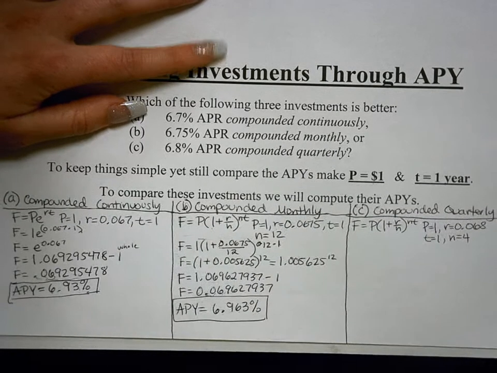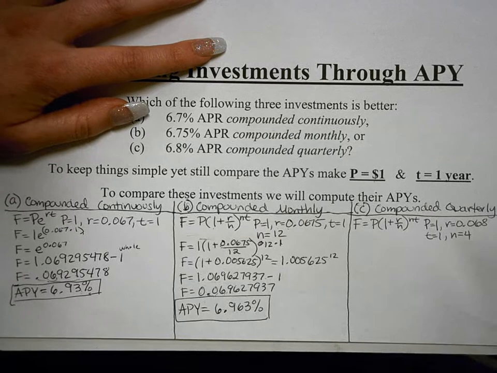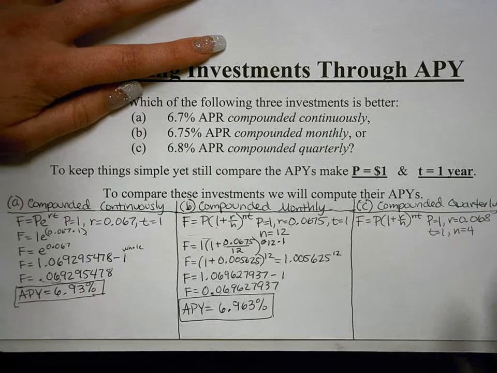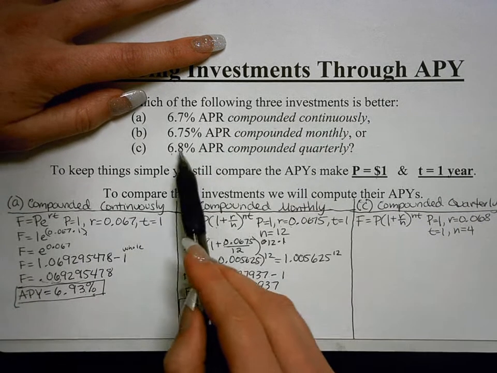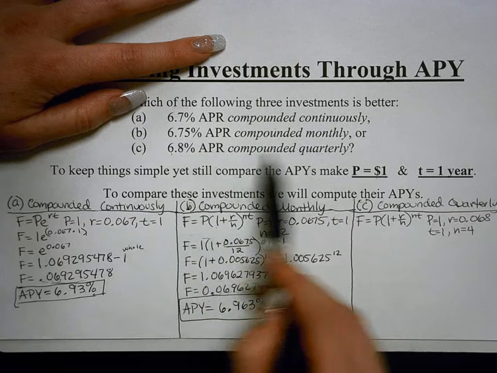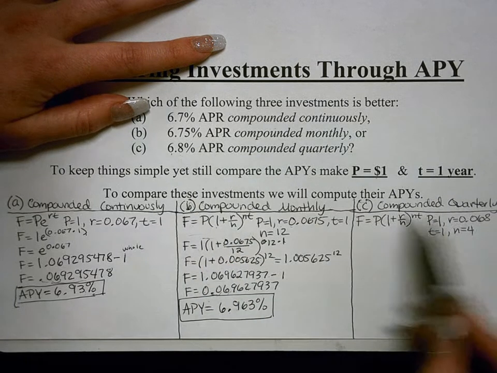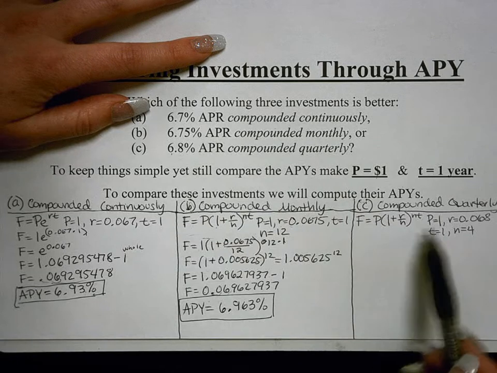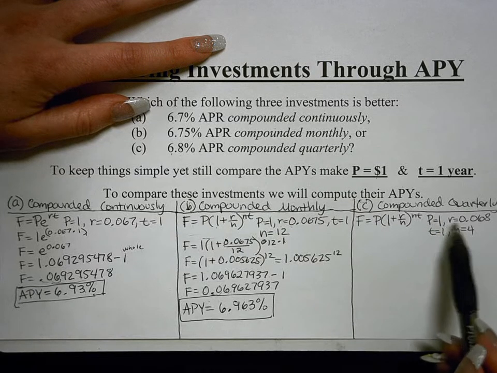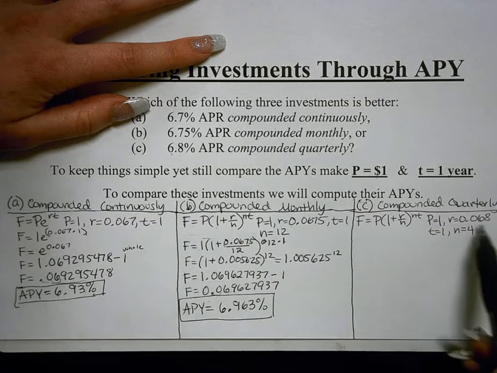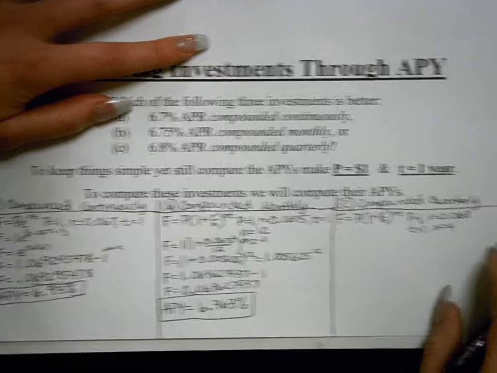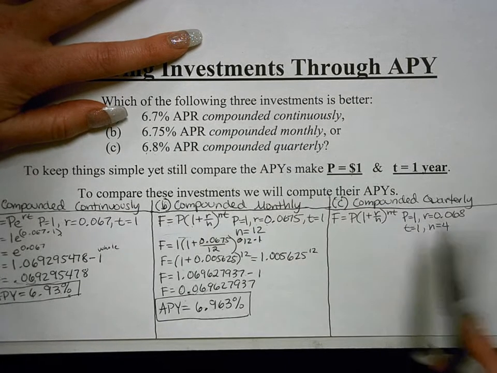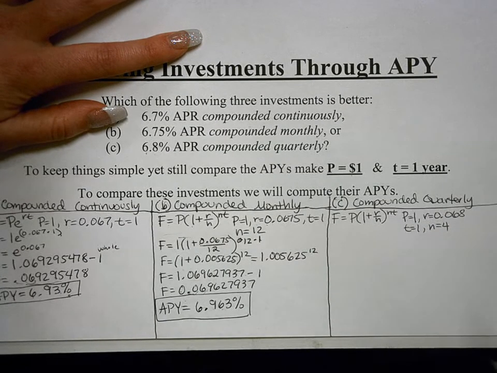So let's figure out the compounded quarterly, C. Compounded quarterly means 6.8% APR compounded quarterly. That means we're going to be using the general compounding formula, which is listed here. We're going to define our variables. P equals $1. The rate is 6.8% in the form of a decimal. We have T equaling 1 and N equaling 4. We're just going to input our values into our formula.